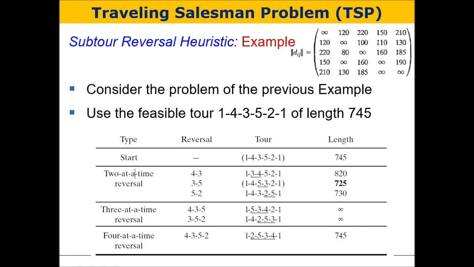And still, we don't know if it is better or not. You need to compare the objective function values of the new solutions with the initial solution and select the best one. So for this example, with subtour reversal heuristic, we obtain this final solution with this objective function value.